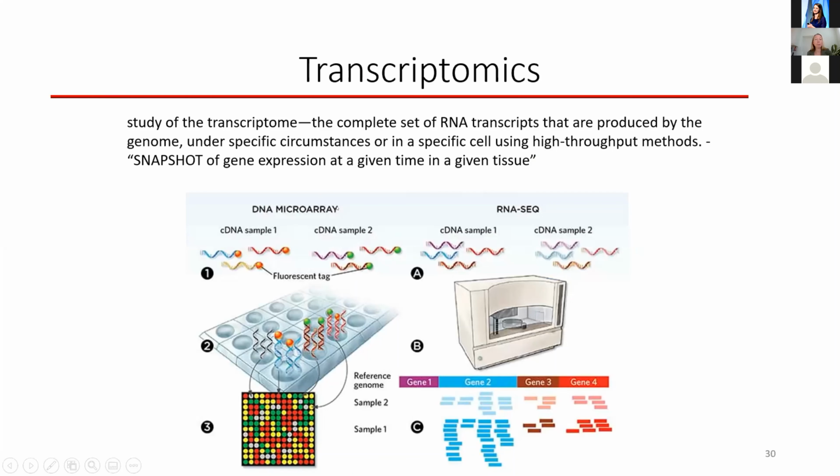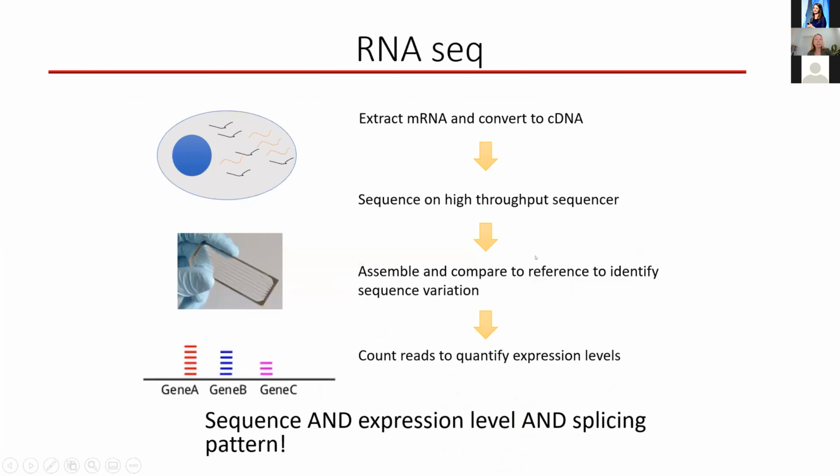Microarray was more used before. It's where you use probes attached to a chip. Nowadays, it's more common to use RNA sequencing. In RNA sequencing, you extract mRNA from a tissue and convert it to cDNA. You sequence it on a high throughput sequencer, assemble and compare to a reference library to identify sequence variation, and count reads to quantify expression levels. With this method, you get the sequence and the expression levels and also the splicing patterns.